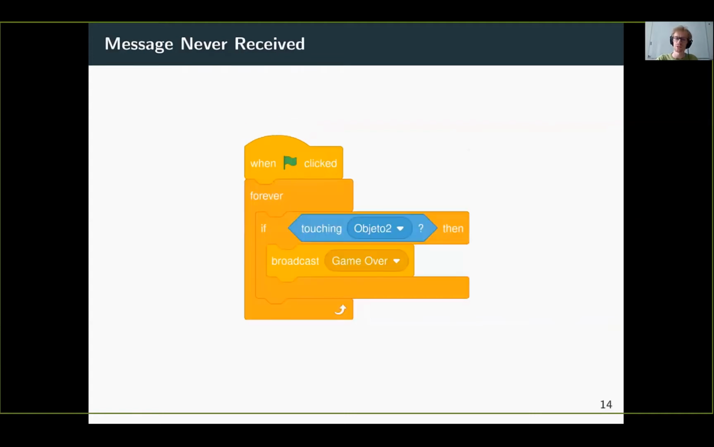The second most common is what we call a message never received bug. So you send a message and expect that there is some other code that is waiting for the message and then responds to it. Here we have a message called game over. We broadcast this message, and then of course we expect that some other part of the program actually stops the game. But if this message is never received, nothing happens.